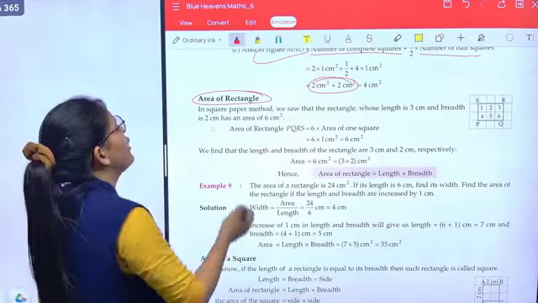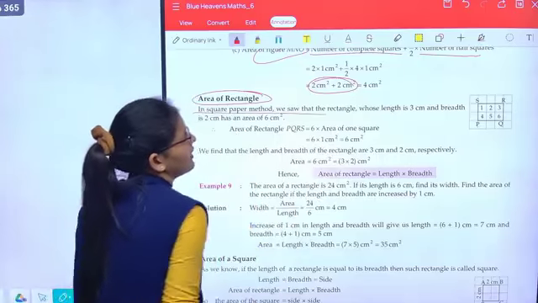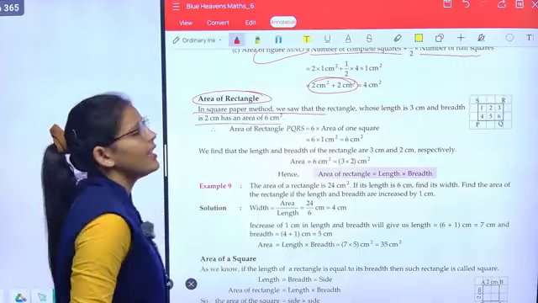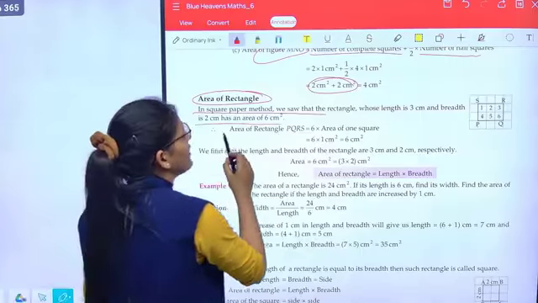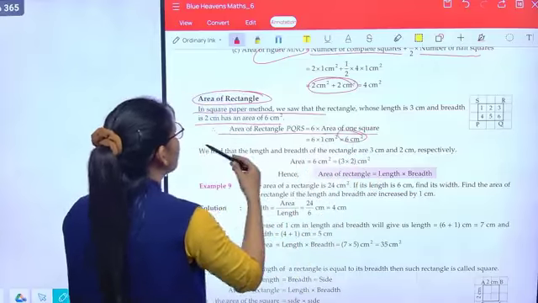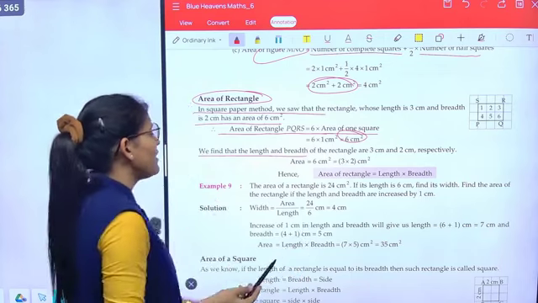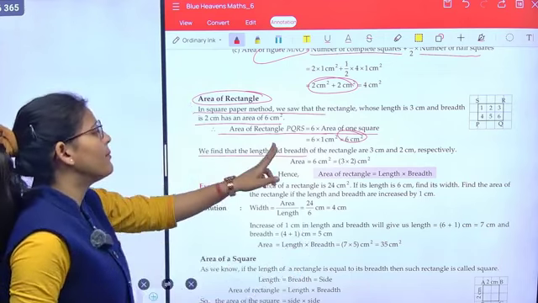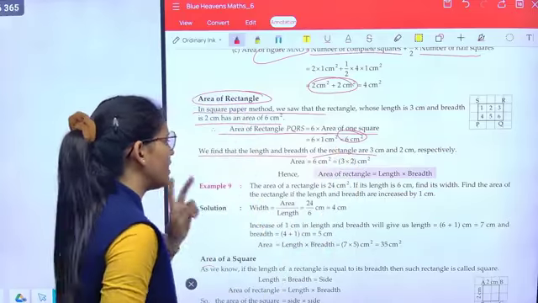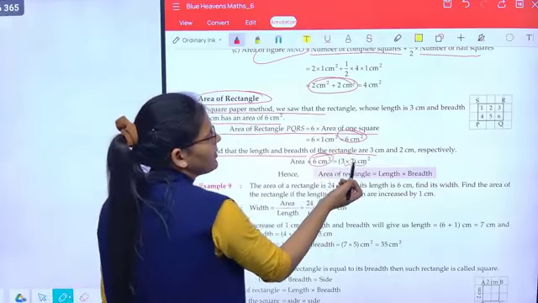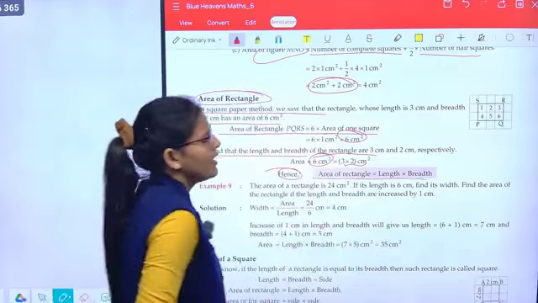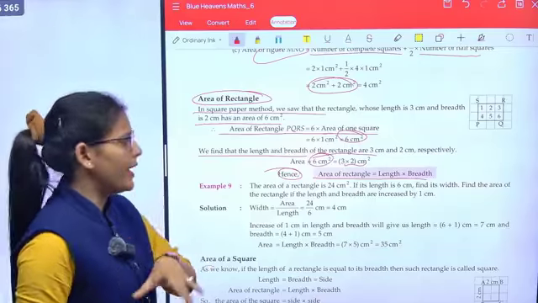How do we calculate? With the square paper method we show that the rectangle whose length is 3 centimeter and breadth is 2 centimeter has an area of 6 centimeter square. Area of rectangle PQR is 6 multiplied by area of 1 square, that is 6 centimeter square. We find that the length and breadth of the rectangle are 3 centimeter and 2 centimeter respectively. Area is 6 centimeter square, and 3 multiplied by 2 is 6 centimeter square. Hence area of rectangle is equal to length multiplied by breadth.